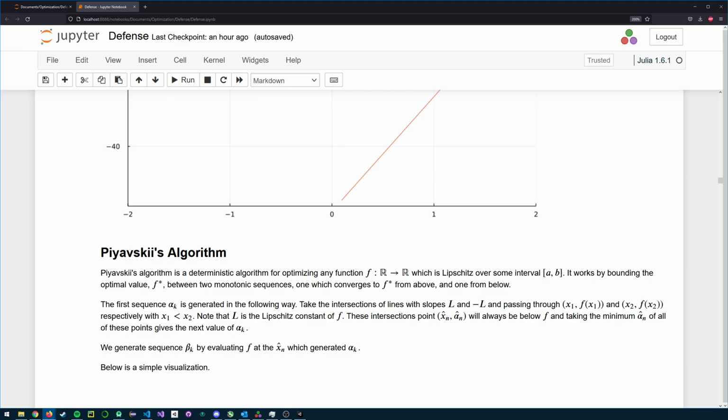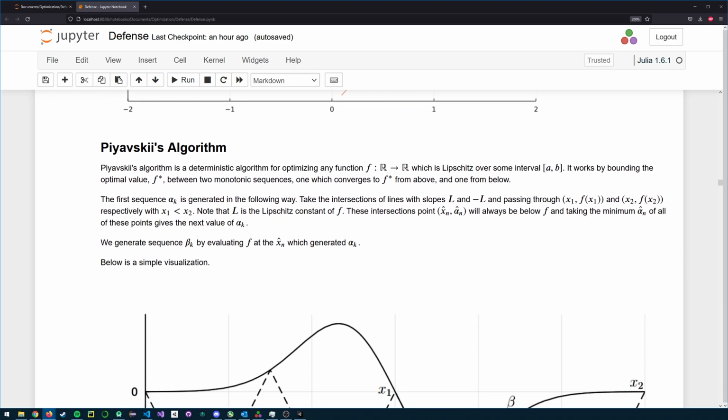But anyways, so Piyavskii's algorithm is a deterministic algorithm for optimizing any one-dimensional objective f, which is Lipschitz over some interval [a, b]. And it works by bounding f star, the optimal value of f, between two monotonic sequences, one which converges to f star from above and one from below. So the first sequence, which we'll call alpha sub k, is generated in the following way.